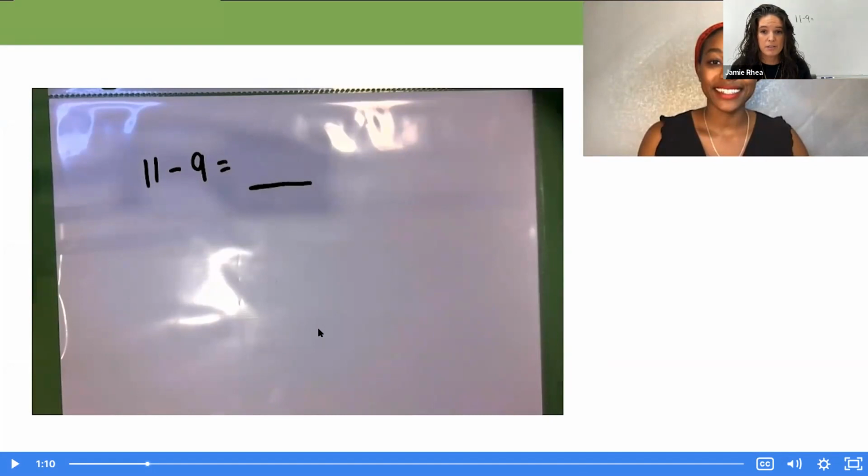11 is made up of 10 and 1. So I can make 10 and 1 dots, right? I'm gonna do it in my 5 group row. 1, 2, 3, 4, 5. Gotta leave a space. 6, 7, 8, 9, 10. Gotta leave a space. 11.